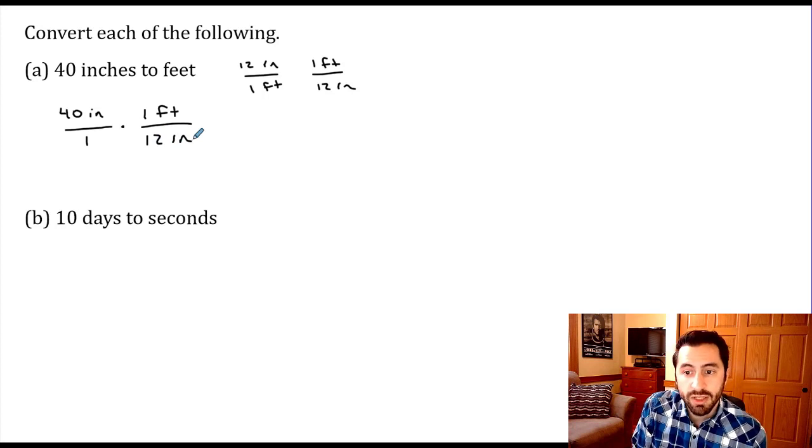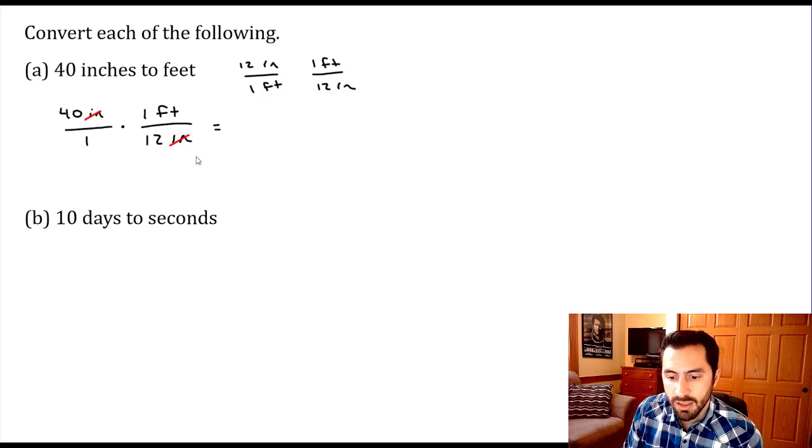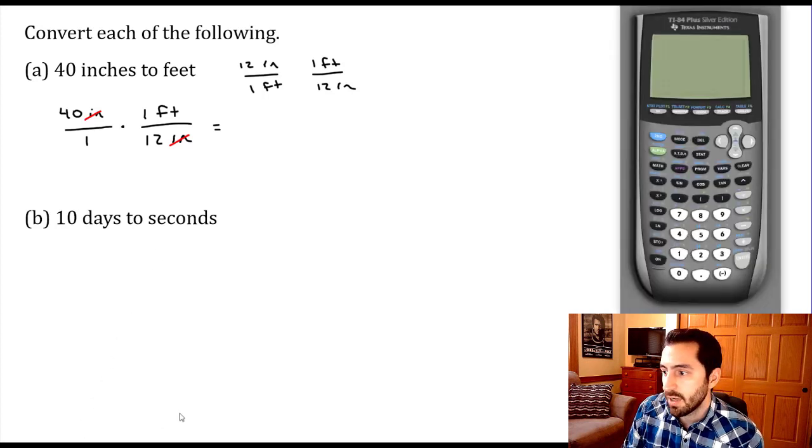So now taking a look at this expression, I have inches in the numerator, inches in the denominator. Those units of measure cancel out. And all I'm left with is feet, which is what I want my final answer to be in. So I have 40 times 1 over 12, but this also shows me that to do this conversion, I just need to divide by 12. So let's see what we get. So 40 divided by 12.